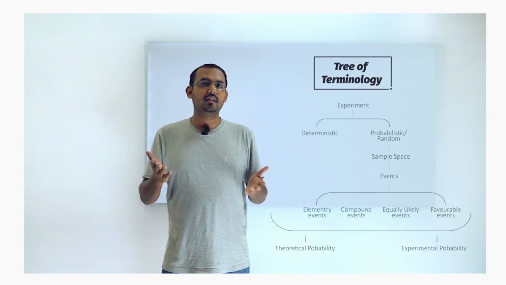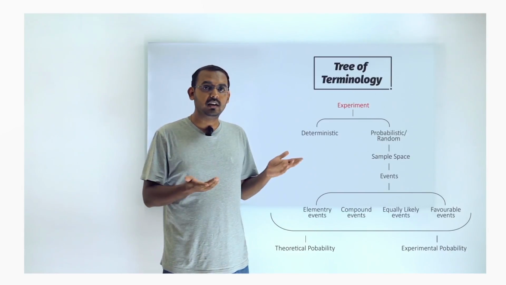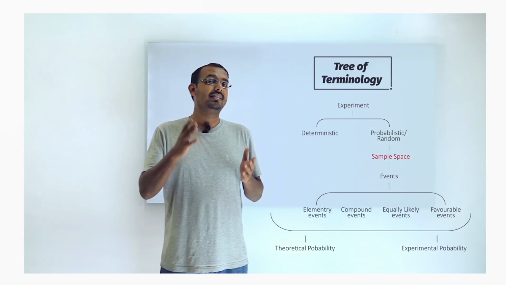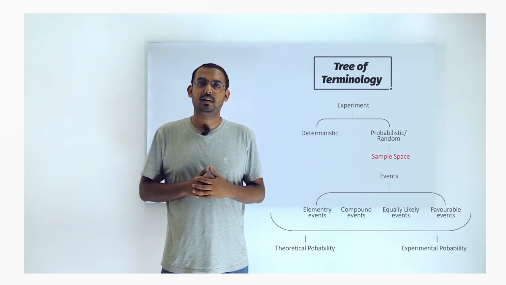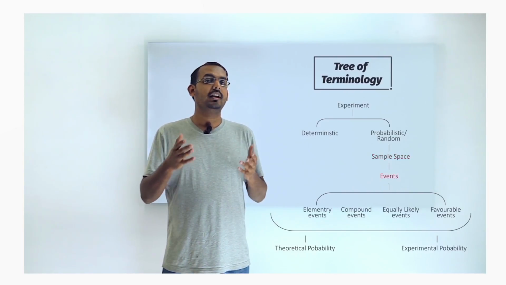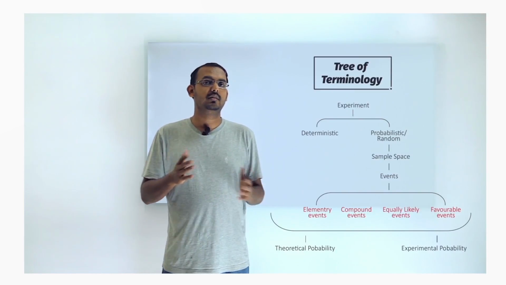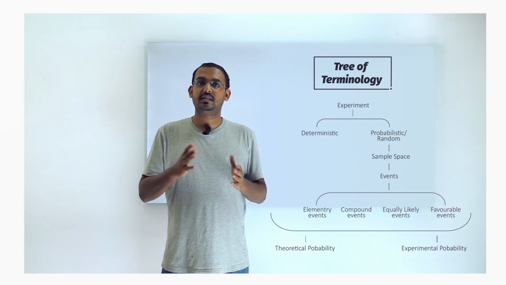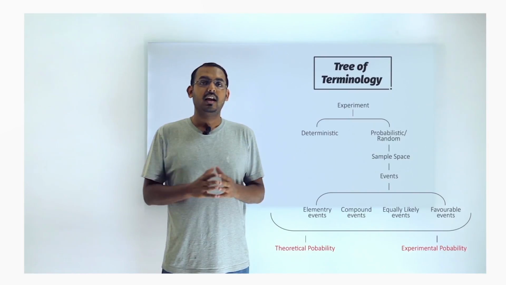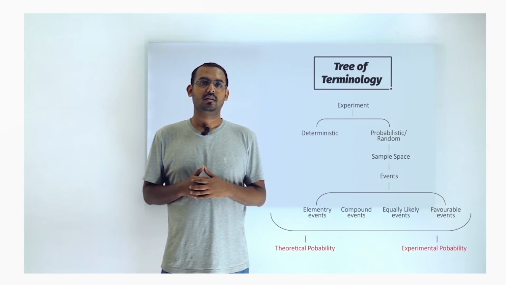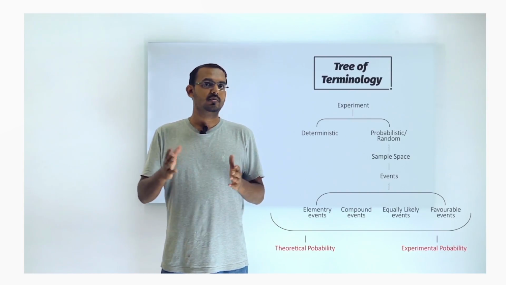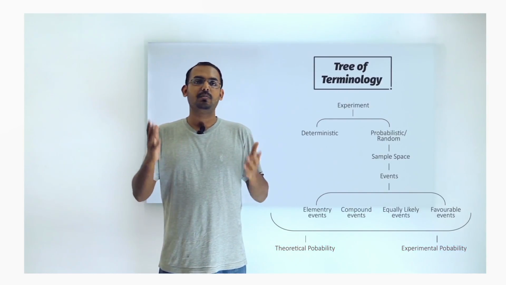So to begin our journey into probability, we'll first take a look at some terminology that is associated with the study of probability. So we'll answer some basic questions like what an experiment is. Then we'll see what is the sample space associated with a random experiment. Then we'll go on to study what events are, what different kinds of events exist, and what the differences between these events are. Then finally we'll see how we calculate the theoretical and the experimental probability. Once we are familiar with these terms, we'll be ready to tackle some problems of probability.